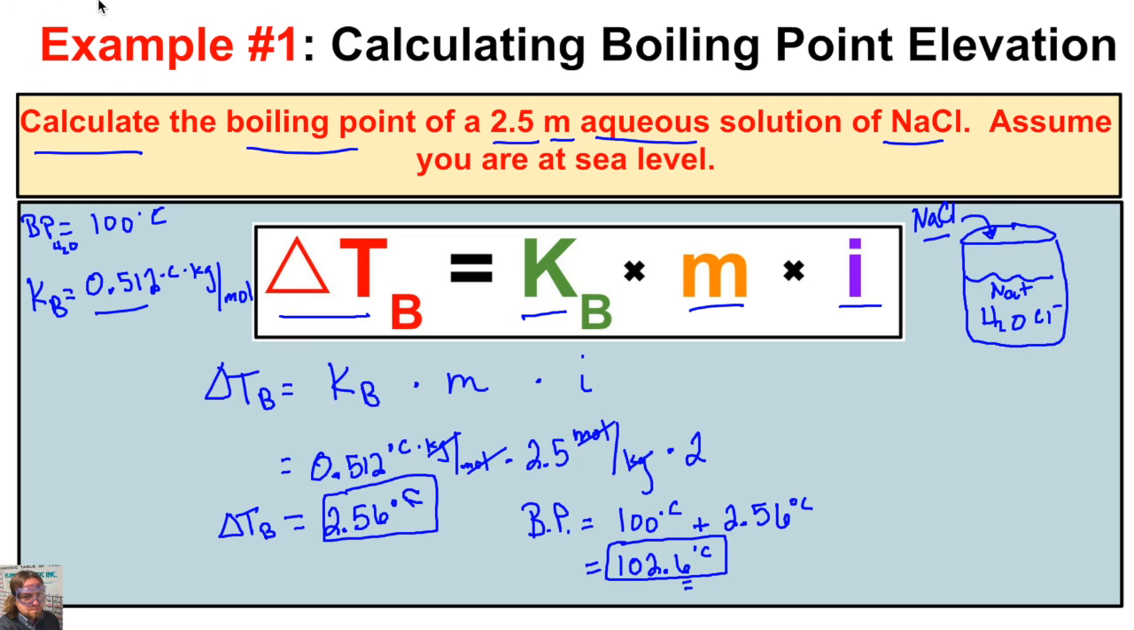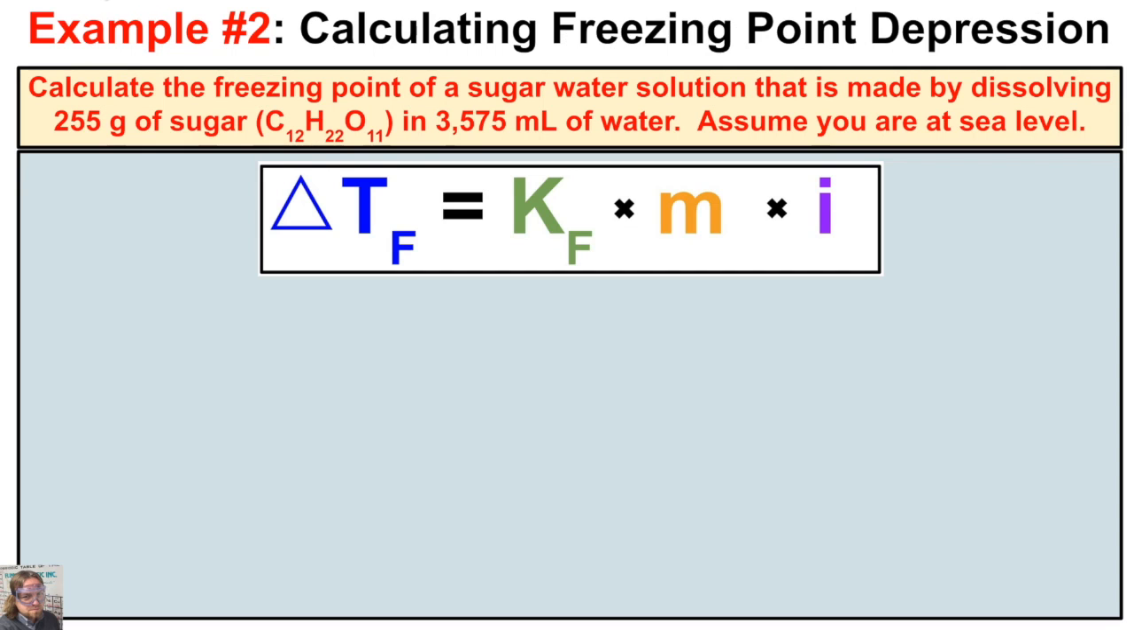Let's take a look at another example. In this example right here, it says to calculate the freezing point of a sugar water solution that is made by dissolving 250 grams of sugar, C12H22O11, in 3,575 milliliters of water. And we're going to assume that we're at sea level again, so the pressure doesn't come into play.